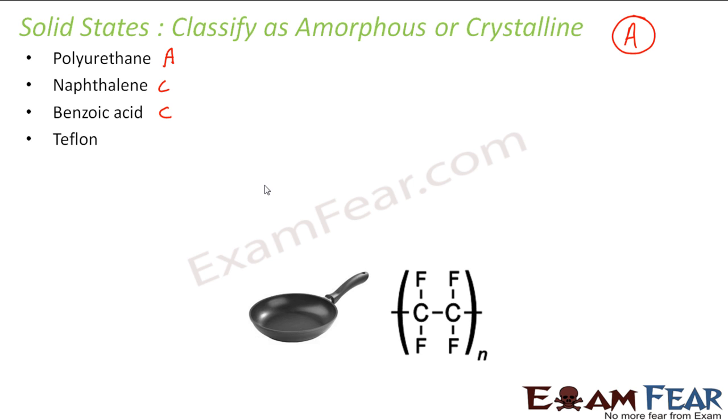Teflon. It's very strong, so you may think it's crystalline, but actually it's amorphous. It was discovered in 1938 by Roy Plunkett. And this Teflon is nothing but polytetrafluoroethylene. Most of the polymers, if you see, are amorphous. This is also amorphous. Teflon coating is used on these vessels. Teflon is amorphous.